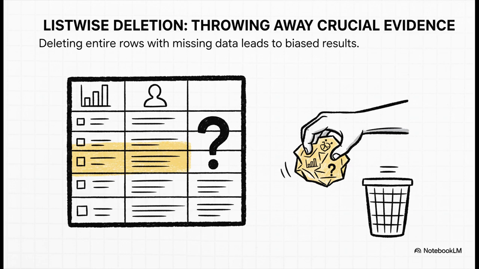Okay, so when you see a gap in your spreadsheet, what's the first most tempting thing to do? Just get rid of it, right? Delete the entire row. This is called listwise deletion. But, and this is a huge but, it's like a detective arriving at a crime scene and throwing away a piece of evidence just because it's a little smudged. If that missing data isn't random, you risk systematically throwing out a huge part of your story, and that will absolutely bias your final conclusions.